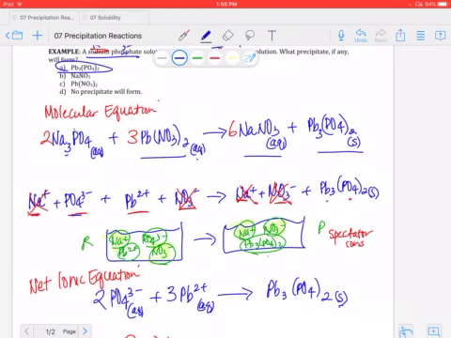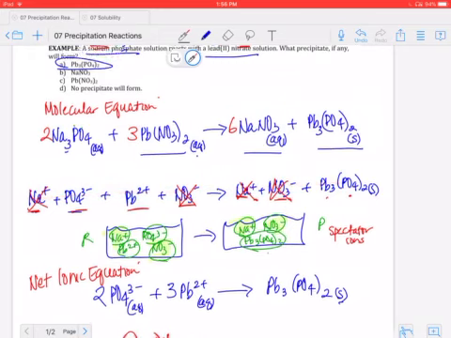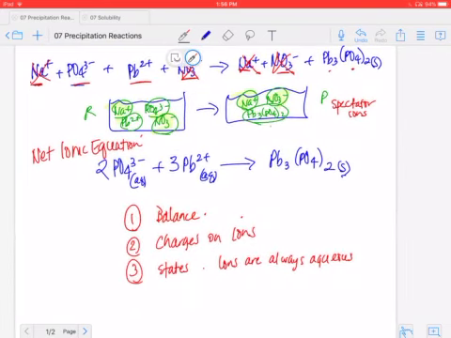Then you have this middle one. This is the complete ionic equation. The complete ionic equation does not need to be balanced, and it is optional. Usually I will ask just for the net ionic and molecular. It's helpful to get to the net ionic, but it is not required. And then in the net ionic equation, make sure you have these 3 things. You balance it, you have your charges, and include the states.